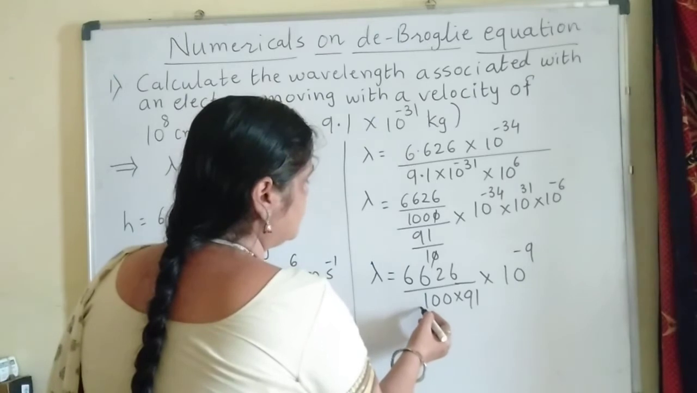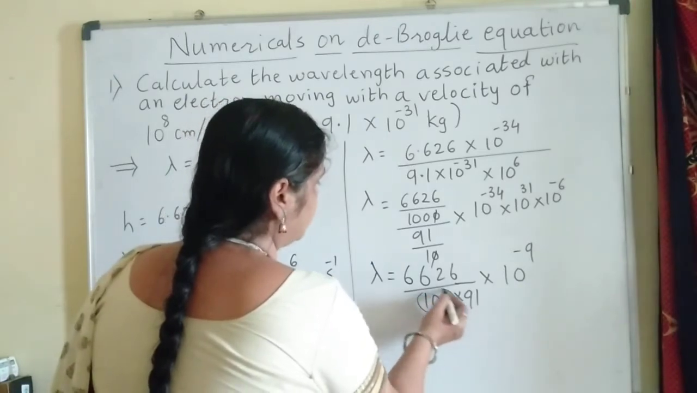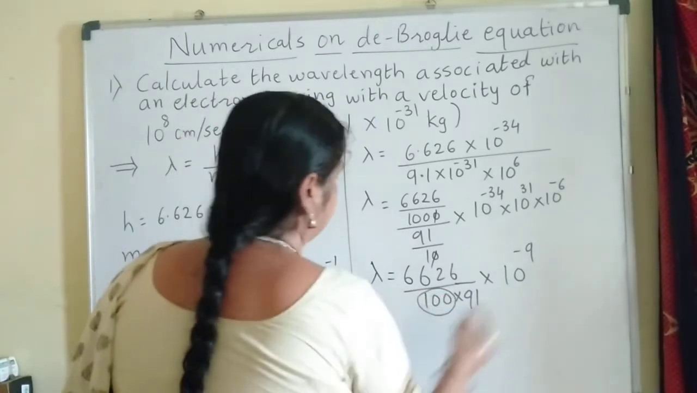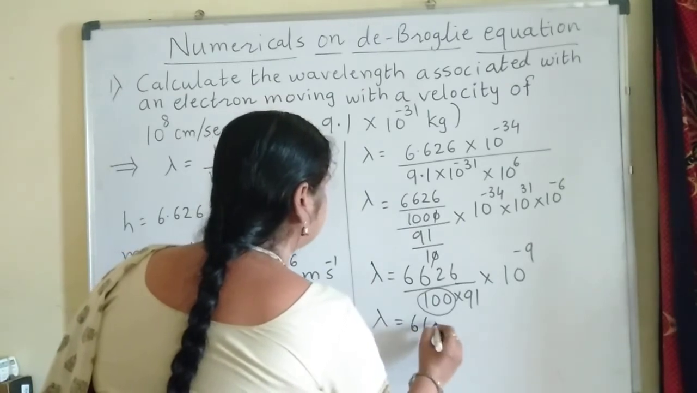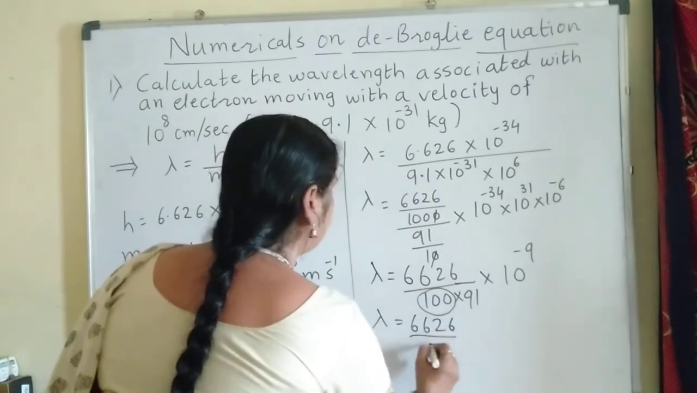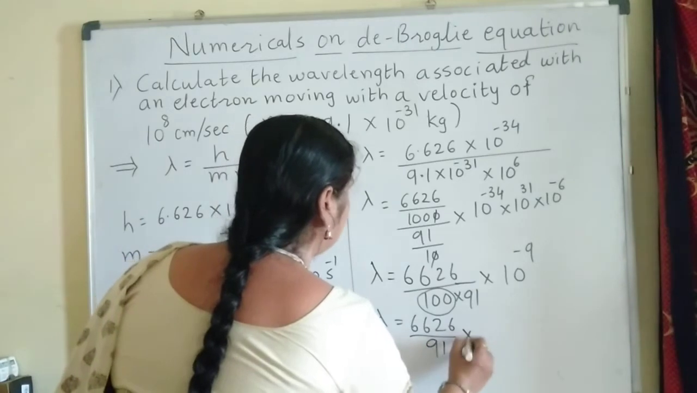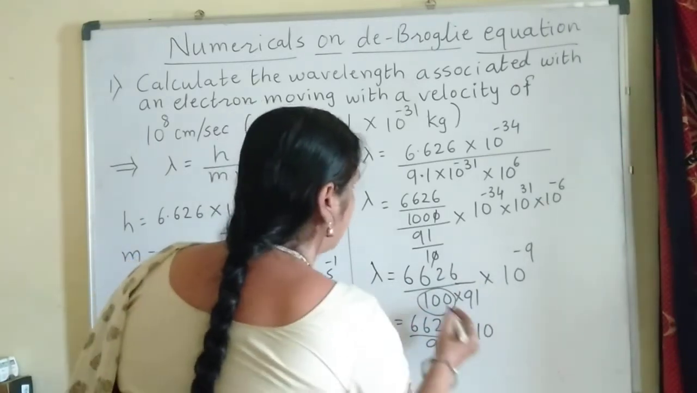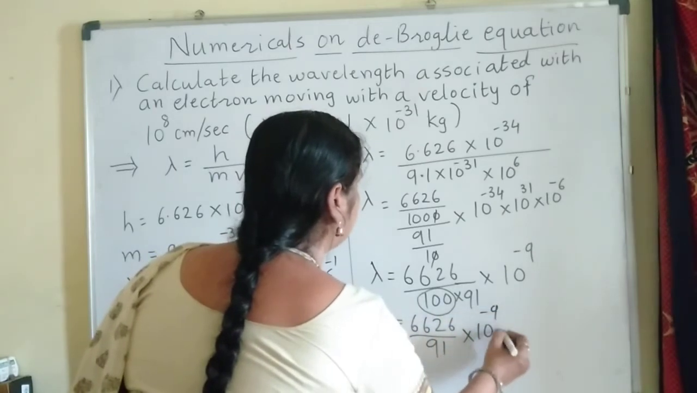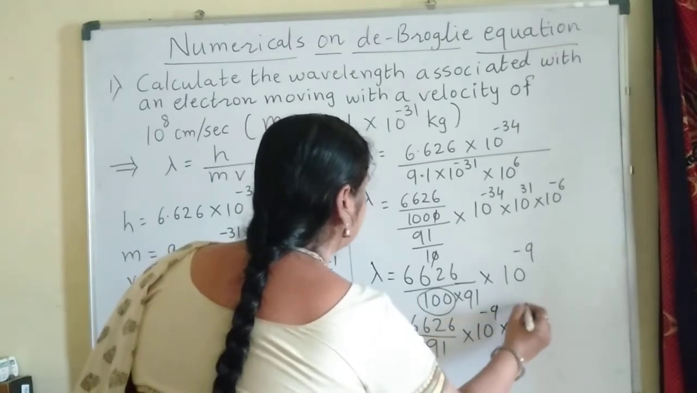Now I will move the 100 to this side. And now the next calculation will be 6.626 upon 91 into 10 raised to this minus 9. This will also go up. So it will be 10 raised to minus 9 into 10 raised to minus 2.